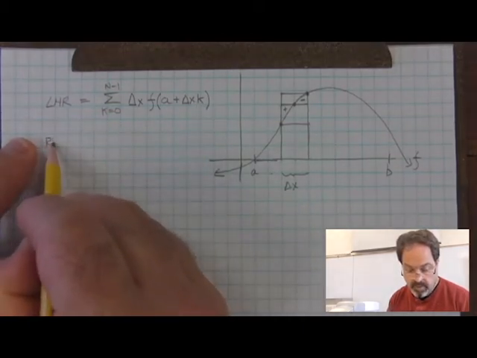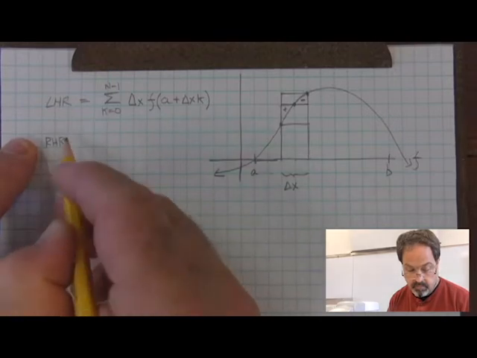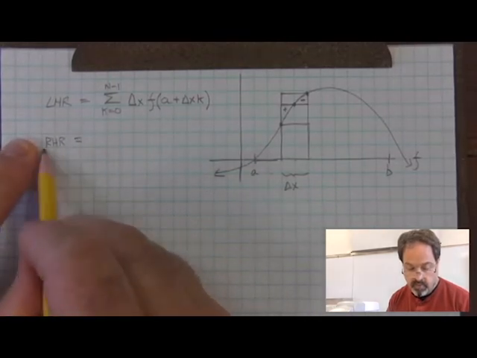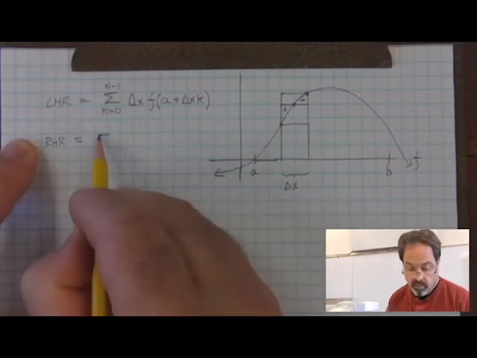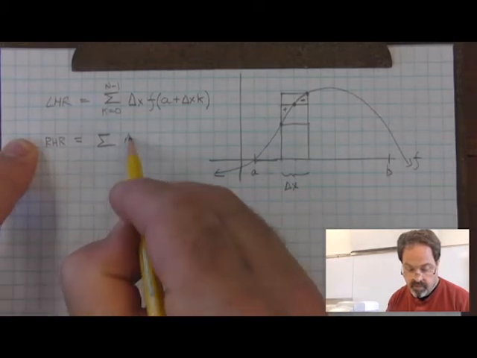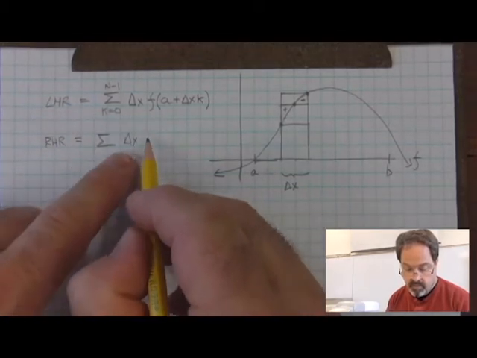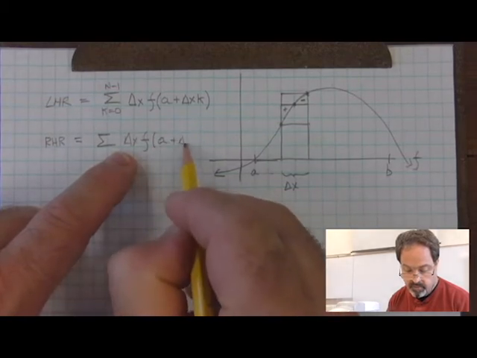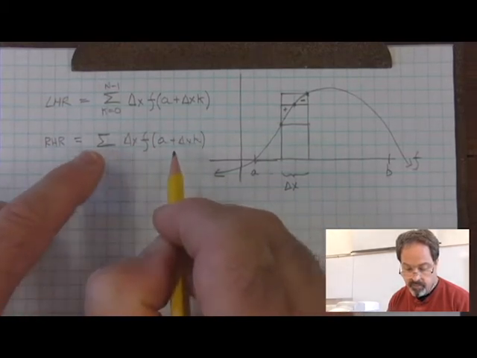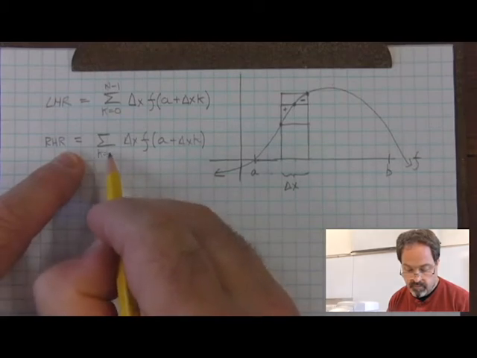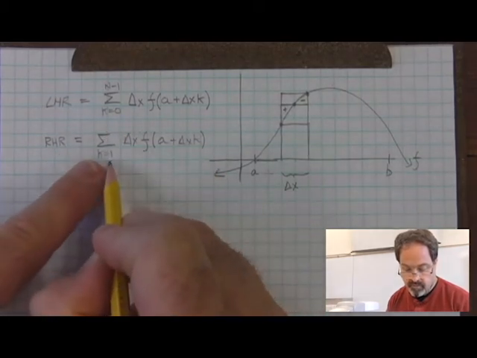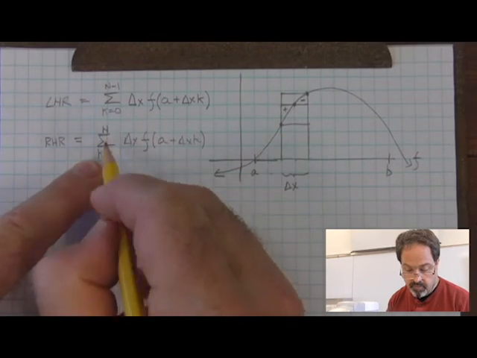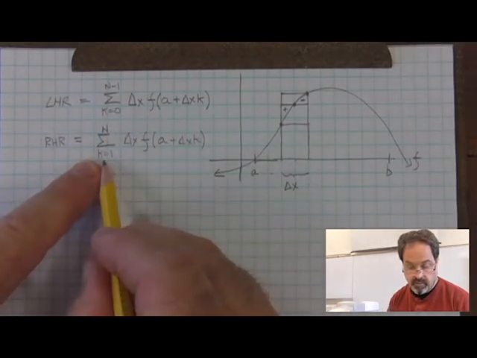Now in the right-hand rectangle, we could abbreviate that RHR. What we're changing is not the argument. The argument of sigma is still delta x f of a plus delta x k. But we change the index. We change the index by starting at 1 and going up to n number of rectangles.